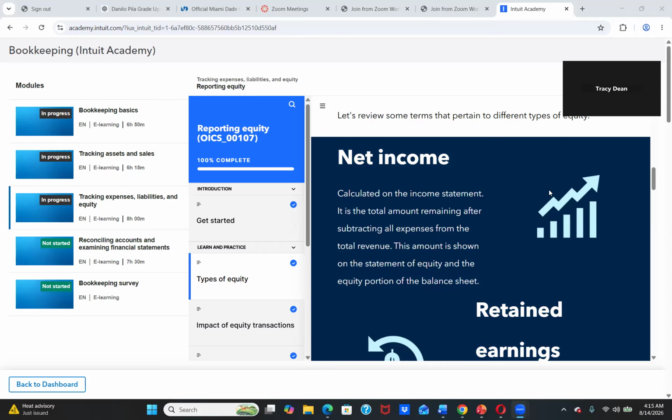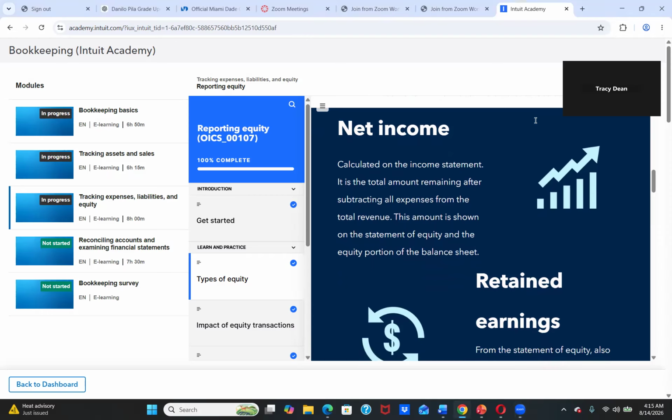Today, we're going to go over the different types of equity. So we're going to talk a little bit about net income. And what is net income? It's the amount that is remaining after subtracting your expenses from your total revenue. So you take your expenses from your total revenue and you get your net income.